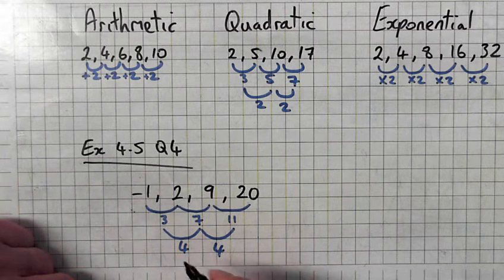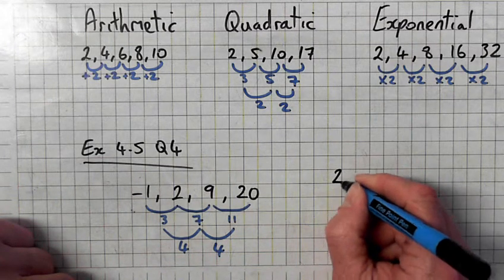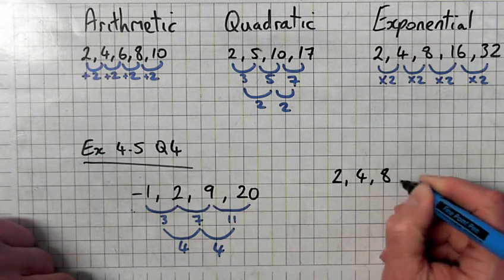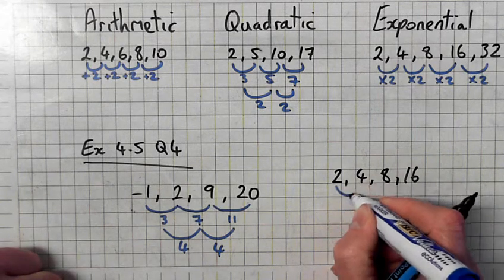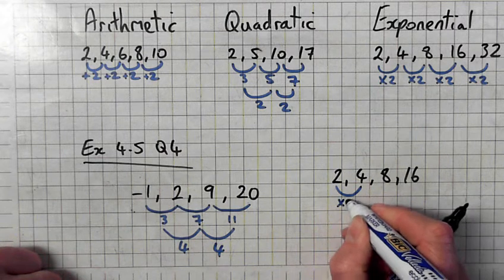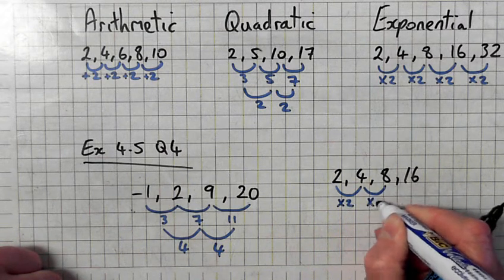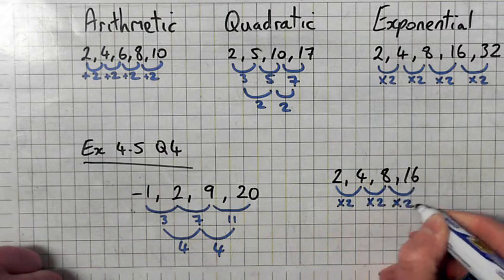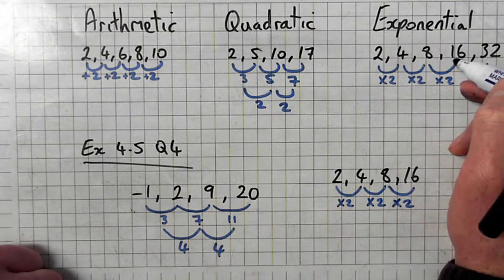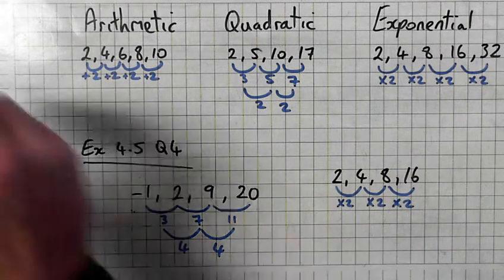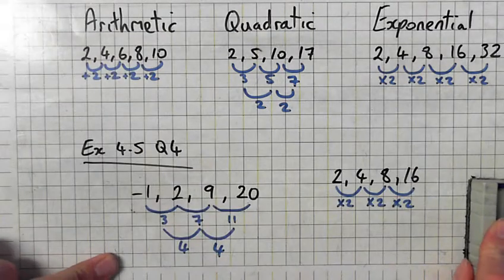2, 4, 8, 16. That should be easy enough. What's happening to go from there to there? There to there? There to there. It's an exponential sequence. Is that okay?